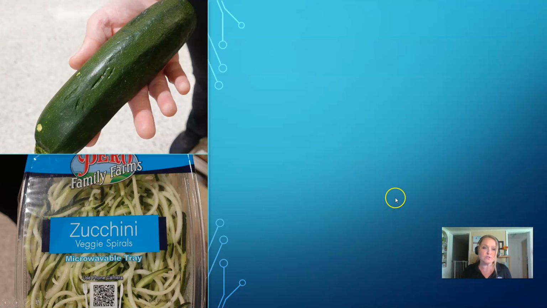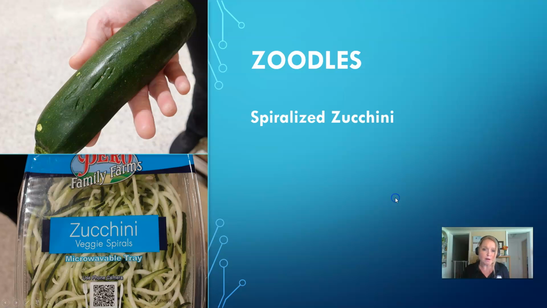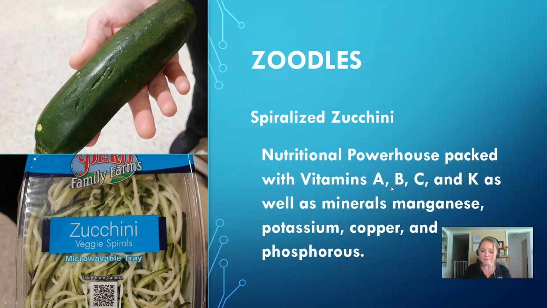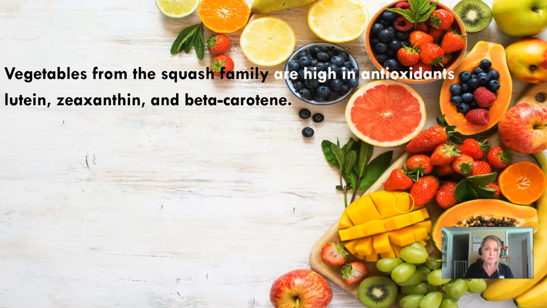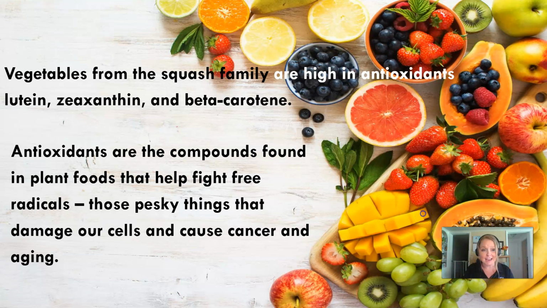Now moving on to zoodles. Zoodles are basically just spiralized zucchini. And zucchini is from the squash family, and it's another nutritional powerhouse, packed with vitamins A, B, C, and K, as well as the minerals manganese, potassium, copper, and phosphorus. Now, vegetables from the squash family are very high in antioxidants lutein, zeaxanthin, and beta-carotene.